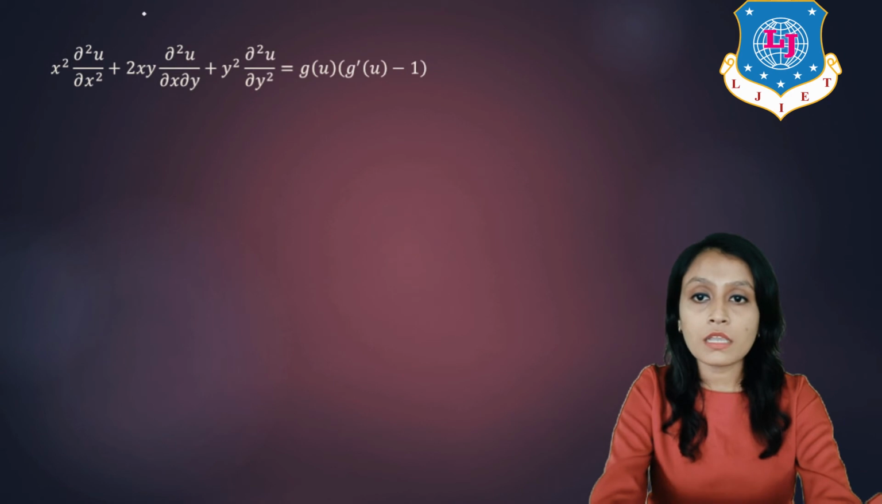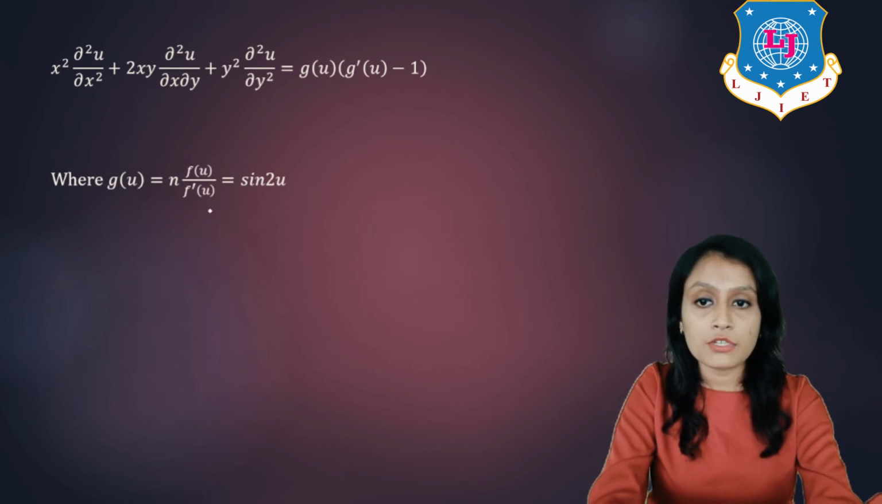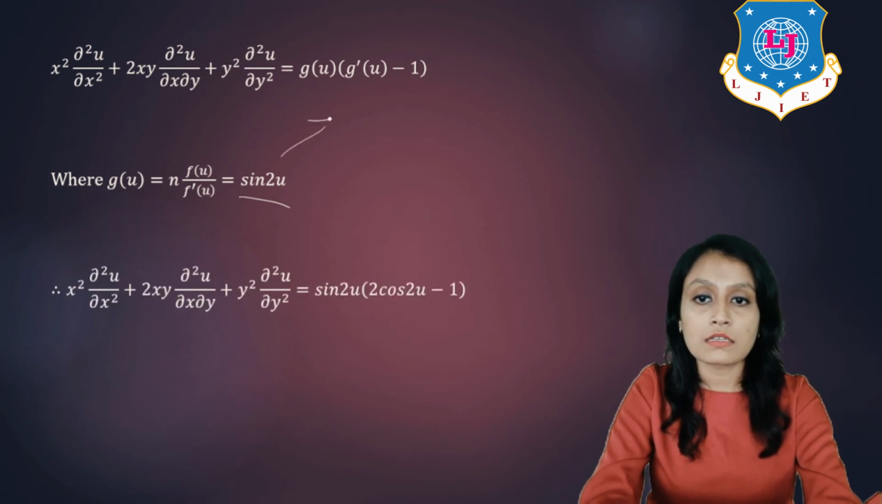Now the another thing, that is x square del square u by del x square plus 2xy del square u by del x del y plus y square del square u by del y square is given by the formula g(u) into g dash u minus 1. Now g(u) is what? That is n f(u) upon f dash u. Okay, now that is sine 2u, the previous answer.